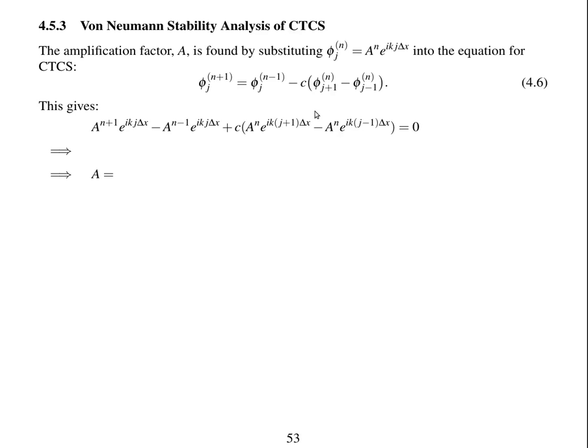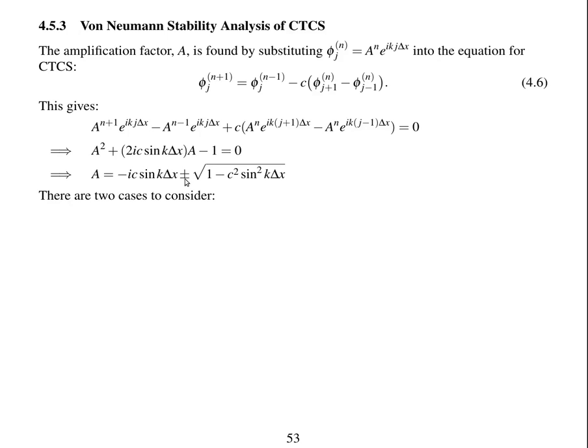We can now cancel powers of A to the power n e to the power ikj delta x to give this quadratic equation for A. And then we know the solution of a quadratic, so we get A is equal to this complex number with a plus or minus in it.